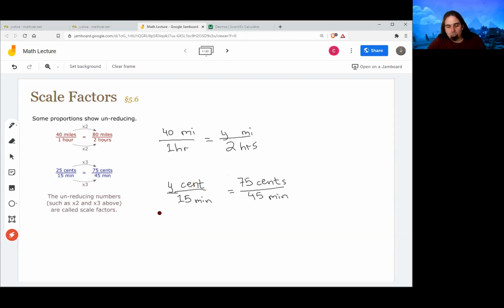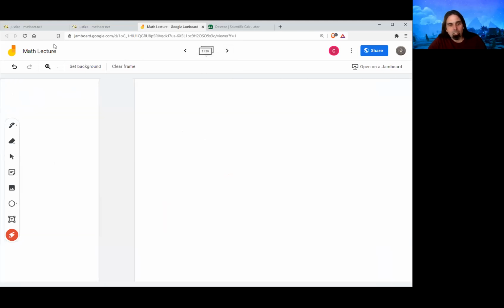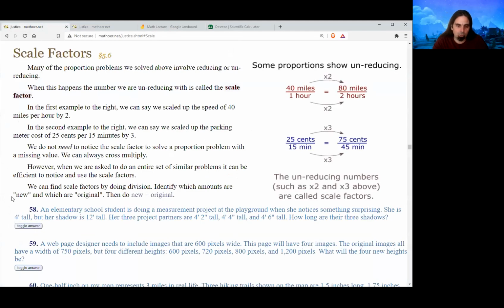But seldom will the numbers work out nicely. Too often in real life, we have decimals or things that aren't just times 2 or times 3 or some other friendly whole number. So the time that scale factors actually become useful is if you're doing a similar problem several times. So let's look at this one. Open it in a different window so it's not too wide. Okay.